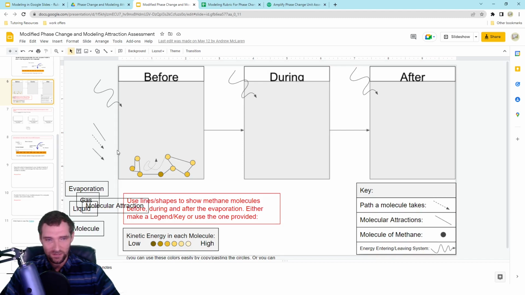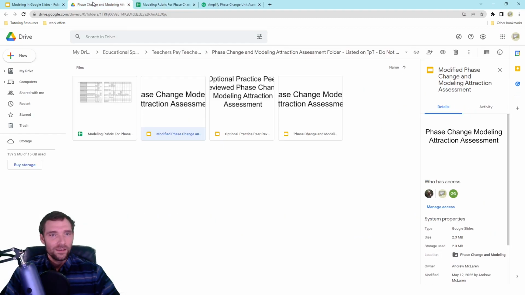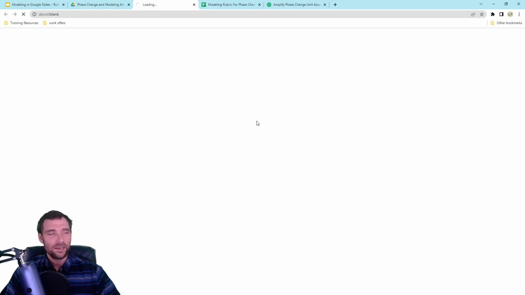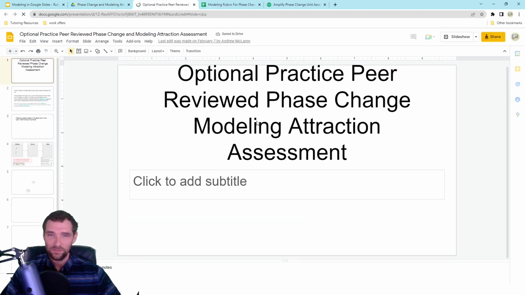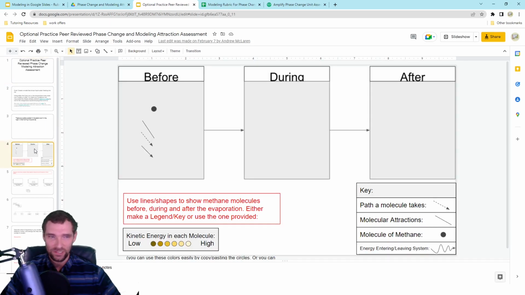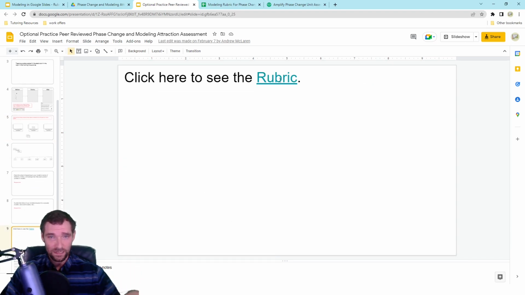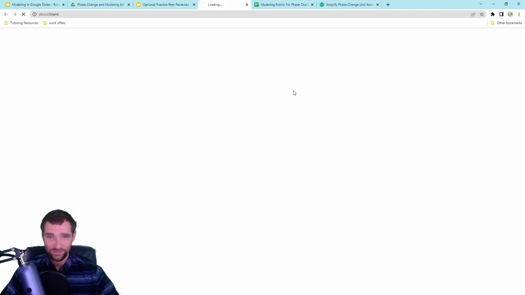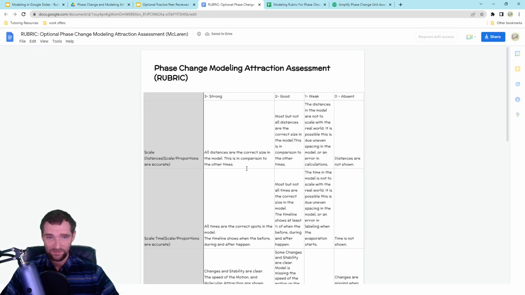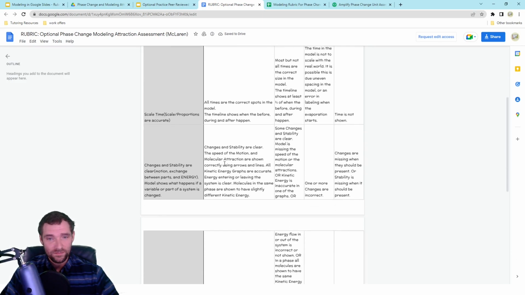So I've started one of the models for them and I've given them the vocab words over to the side and they just need to put them on there. So this is slightly modified. And then I also, the week before, gave them a practice version that had a different phase change in it. So it's the exact same format, exact same question, slightly different rubric. I think the rubric was just modified for that different phase change.